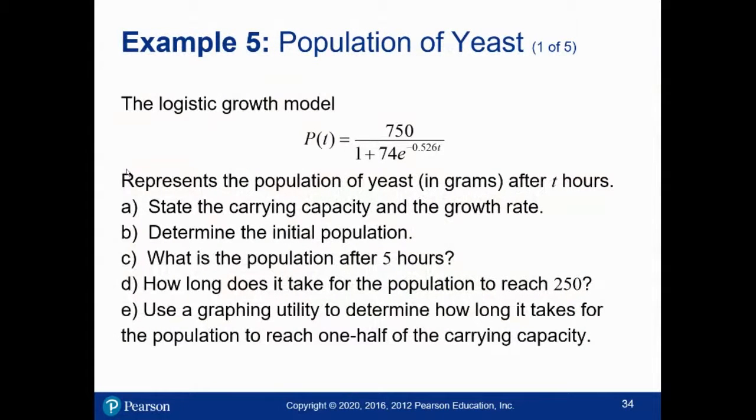So let's do an actual example of working with it. Here is the logistic model for a particular yeast culture. What is the carrying capacity and the growth rate? That's just asking you to identify some terms from the formula. What was the initial population? What's the value when t equals 5? What is the time when the population equals 250? And then finally, use a graphing utility to determine how long it takes to reach 1/2 of the carrying capacity.